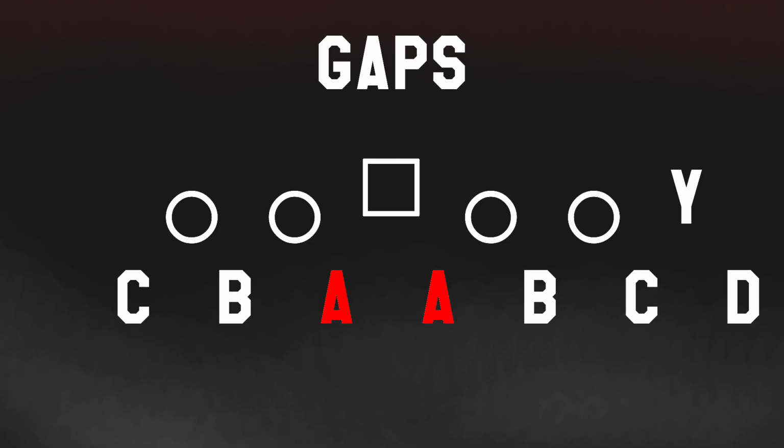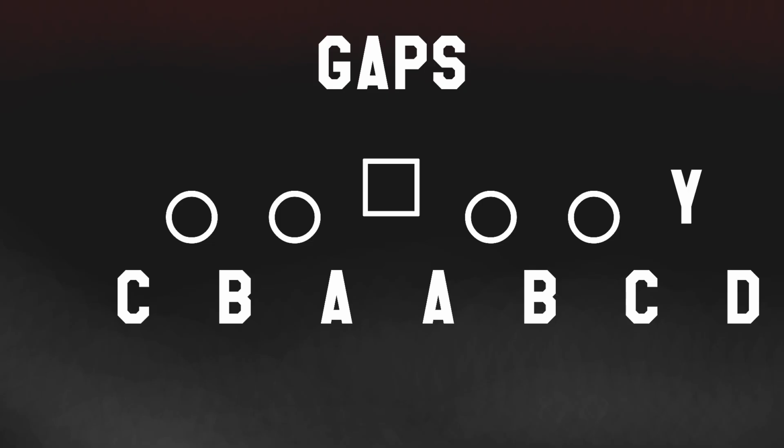Gaps between the center and guard are labeled A. The next gap outwards between the guard and tackle is labeled B. Following outwards, you get C, sometimes D, and in specific offensive formations, there is an E gap. This letter system allows for a lineman to know where to go and rush.